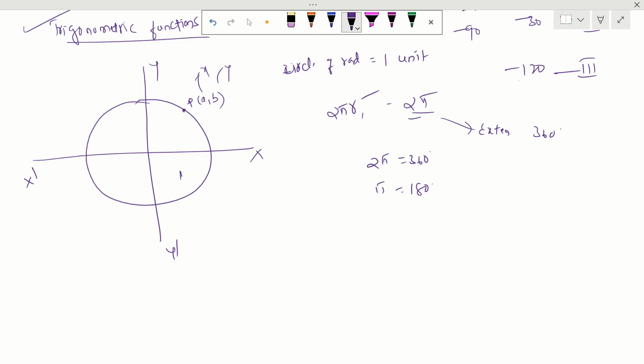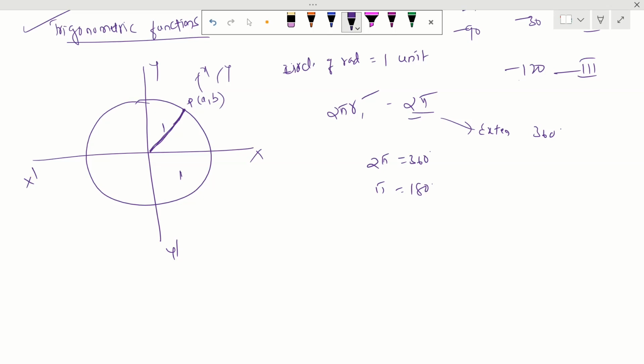The radius is 1 unit. Suppose we mark a point here, point B, and then we attach this point. What is the radius at this point? It remains the same, because the radius is the same all over.